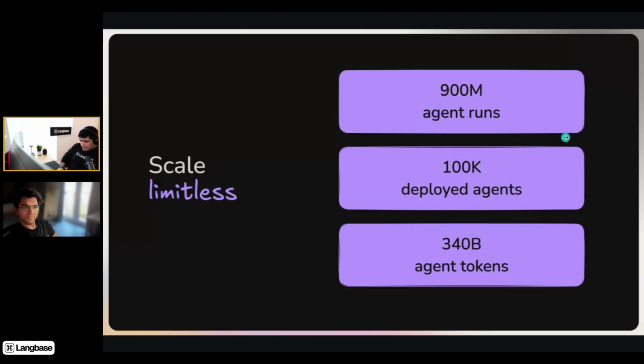I'm pretty sure the stats here are outdated. We are about to hit 100 million agent runs almost every month, about 110,000 agents live on our platform, and I think about 20,000 are completely public. If you go to langbase.com/explore, you will be able to find all of the public agents that you can fork and use, right? And we've processed hundreds of billions of tokens already.